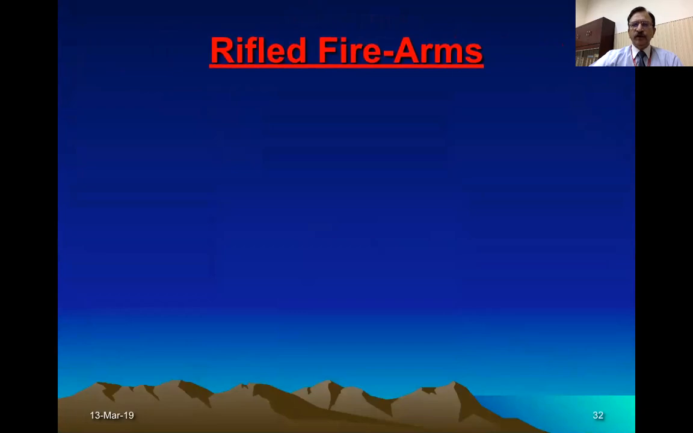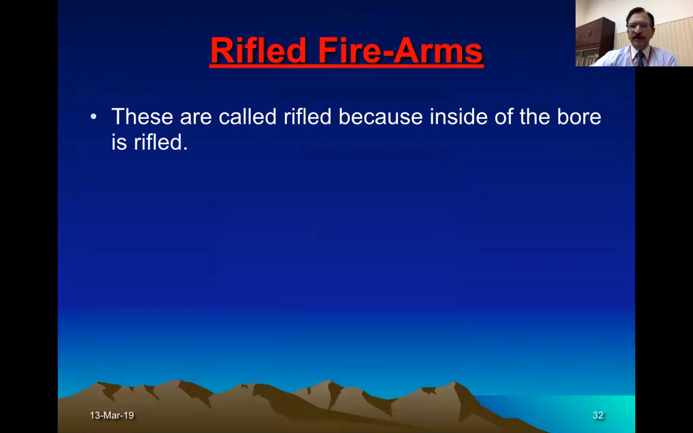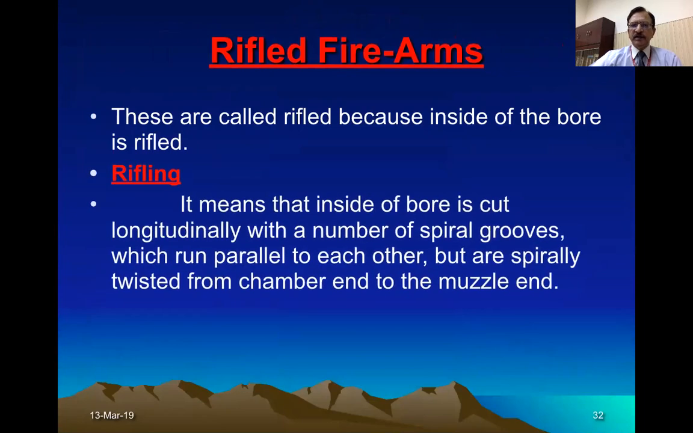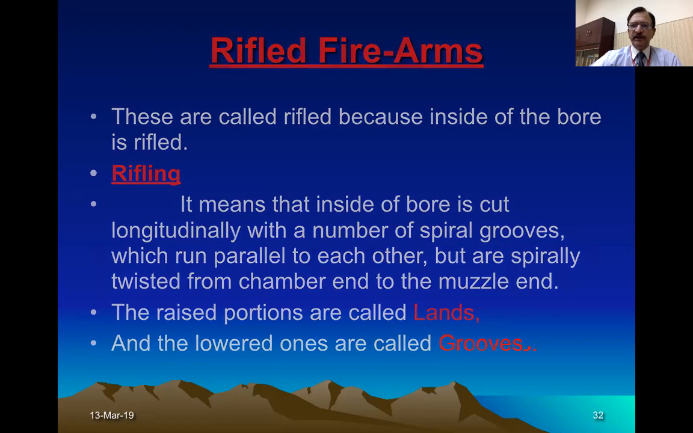So now we talk about what rifled firearms are and why they are called rifled. They are called rifled because the inside of the bore is rifled. And rifling means that the inside of the bore is cut longitudinally with a number of spiral grooves which run parallel to each other but are spirally twisted from chamber to muzzle end. So the inside of the bore has been engraved with a number of spiral grooves. That is called rifling. The raised portion is called lands, and the lower ones are called grooves. So lands and grooves have been engraved into the barrel.